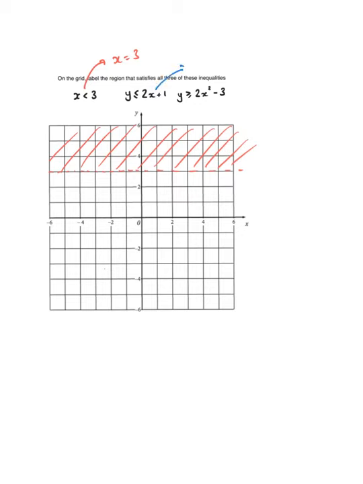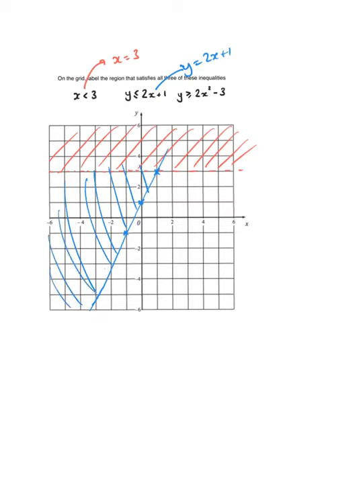Now here I want to draw y equals 2x plus 1. So we go through 1, a gradient of 2, and this time it's going to be a solid line because it's less than or equal to. So I'm interested in the place where y is less than or equal to 2x plus 1, and that's going to be below the line. So I'm going to just shade in this bit up here to get rid of it out of the way.